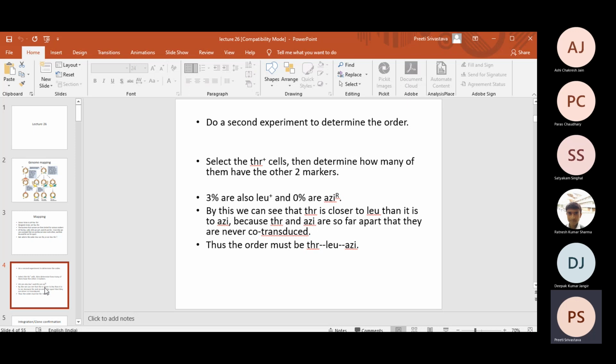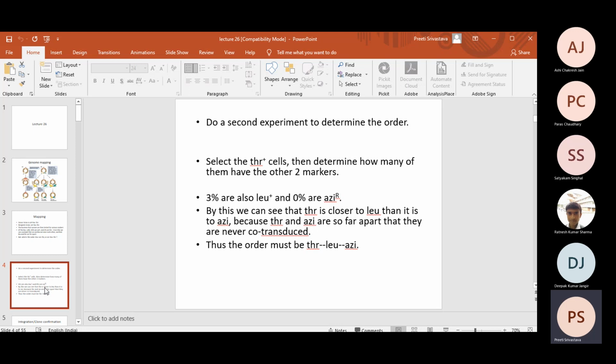So what does this tell you? So this actually tells you that threonine is closer to leucine because threonine plus cells showed 3% resistance to leucine, but then threonine and Azi are far apart because they cannot be co-transduced, right? So from this you can deduce the order, that the order is actually threonine, leucine, and Azi, because threonine and Azi are so far apart that you cannot get co-transductance.